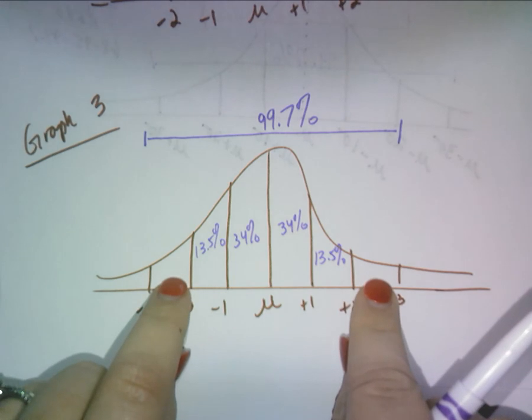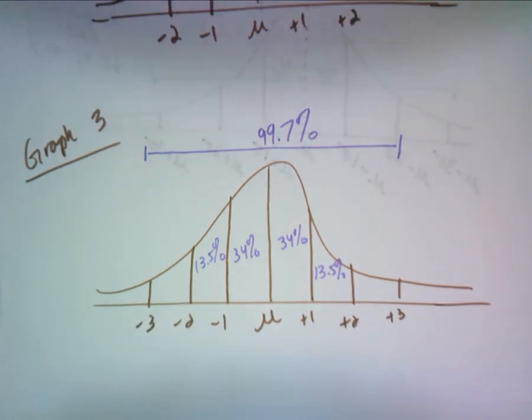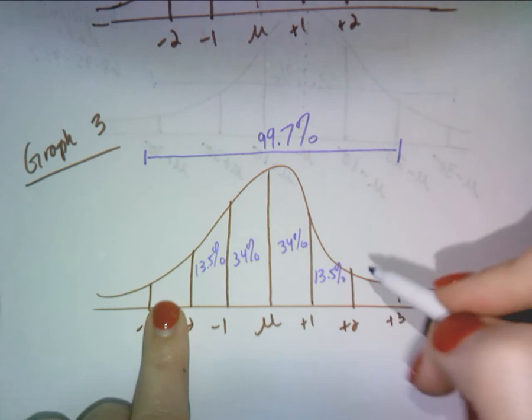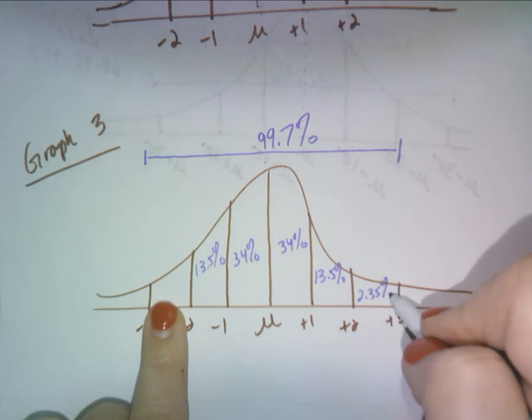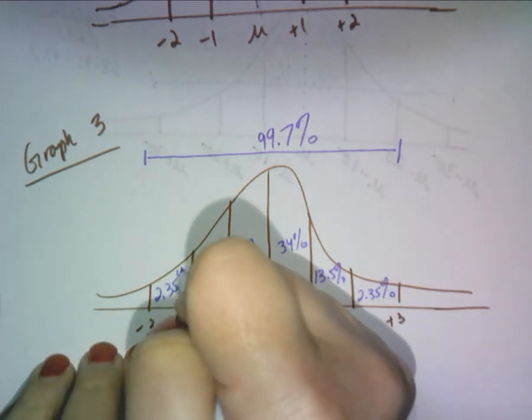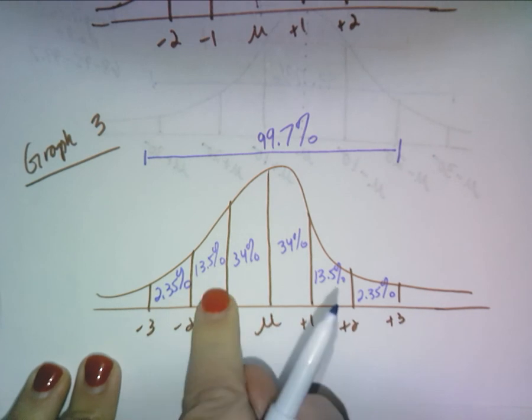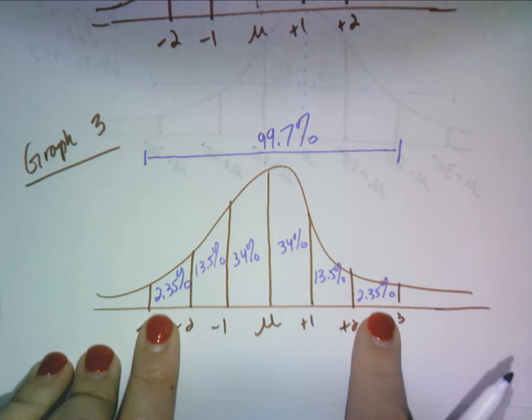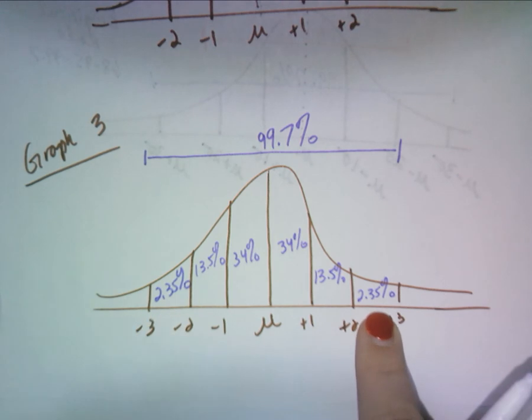99.7 minus 95 is 4.7. Cut that in half, because we need one on this side and one on this side, and it would be 2.35% here and 2.35% here. If you add all of these together, these 6 boxes, you would get 99.7. Would you agree? And if you don't, just say okay.